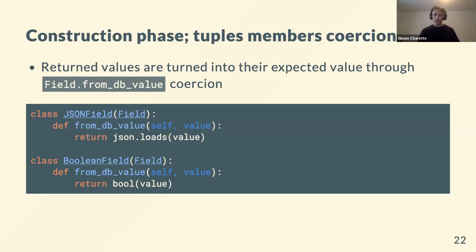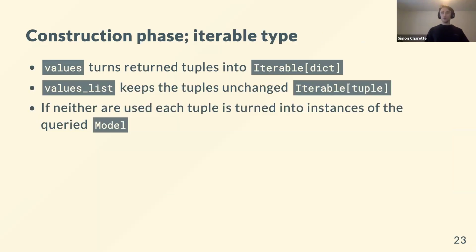So if you've defined your own field class in the past and you needed to override from_db_value, that's the reason why: it happens during the construction of model instances. from_db_value is going to be called. And lastly, now you've got all the tuples with all the types converted, coerced to the right value, the one that you expected based on your model. We're going to turn it into the right iterable type.